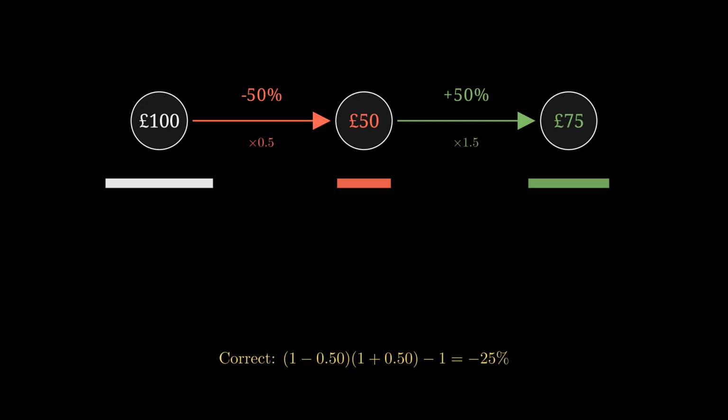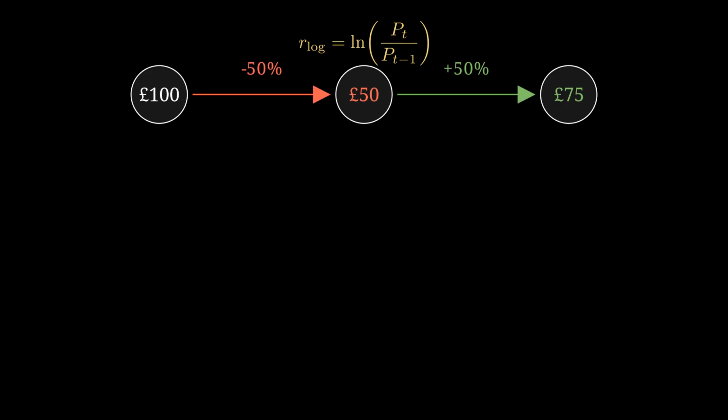They multiply through compounding. The correct 2-day return is (1 minus 0.50) times (1 plus 0.50) minus 1, which gives minus 25%. And the reason is that each period is applied to a different base. The 50% rise is applied to 50, not to 100. There is a form of return that does add cleanly across time, the log return.